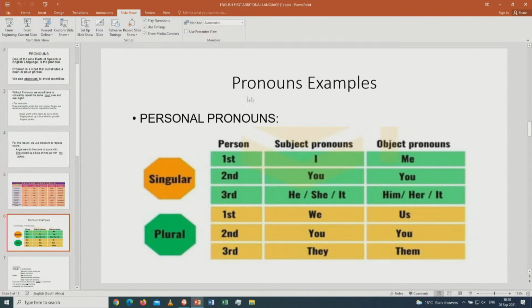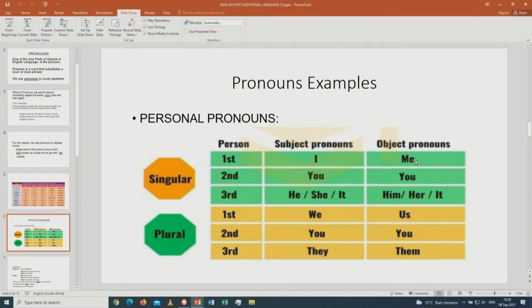Examples of personal pronouns. We've got singular, we've got plural. We've got subject pronouns in a singular form. As we have just explained, the first person in singular form is I, second person you, third person is either he or she or it. They are referred to as subject pronouns because they are responsible for the action that is taking place in a sentence.